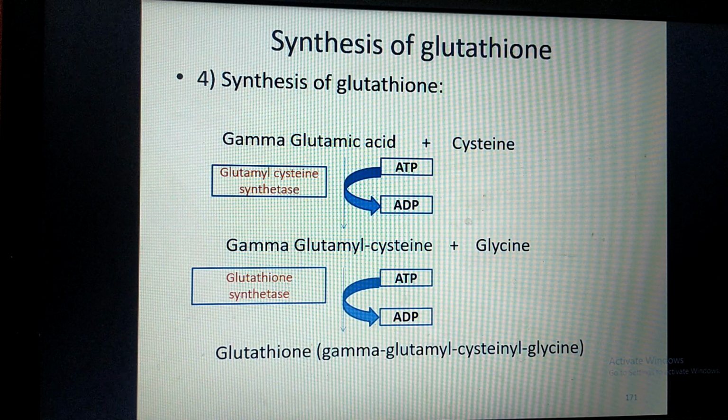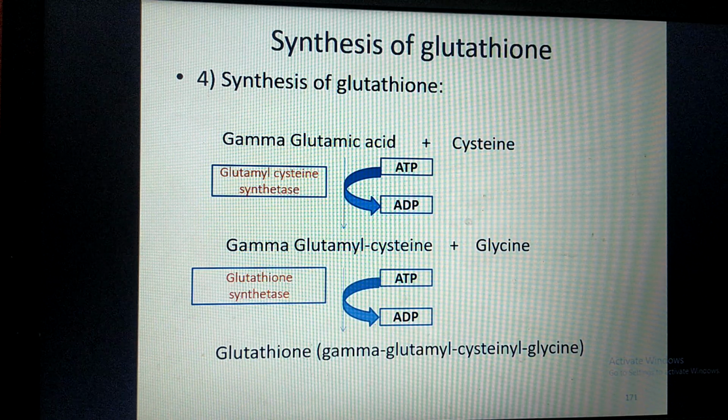For joining these 2 amino acids, energy is required, which is supplied by ATP, and the enzyme is glutamyl cysteine synthetase. Now this gamma glutamyl cysteine combines with glycine to form gamma glutamyl cysteinyl glycine, which is also called glutathione. Again, for joining these 2, energy is required, which is supplied by ATP.